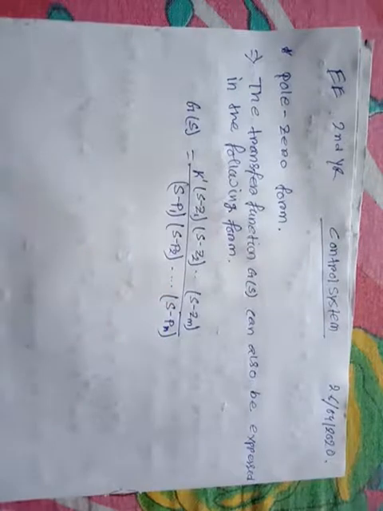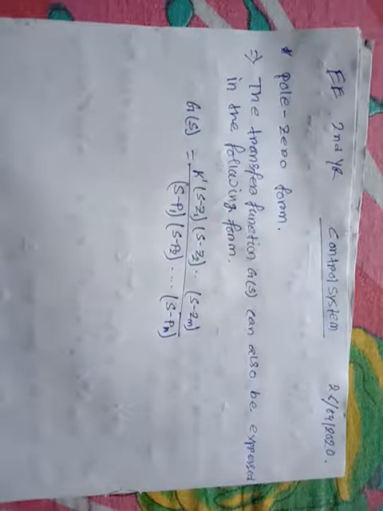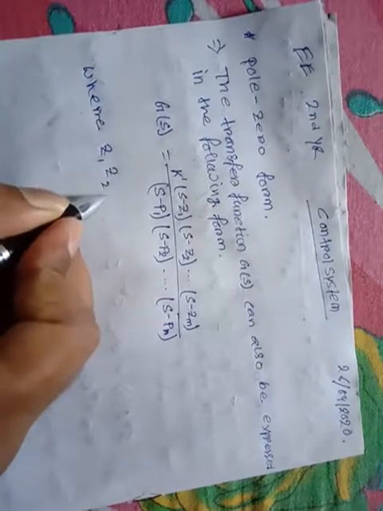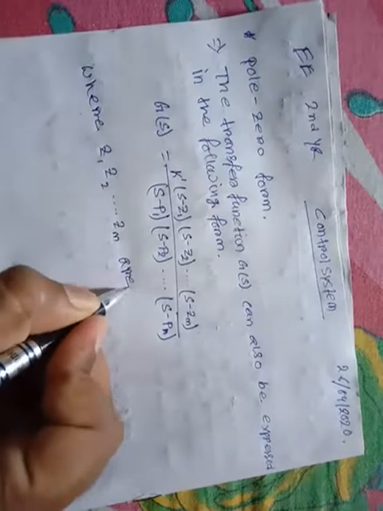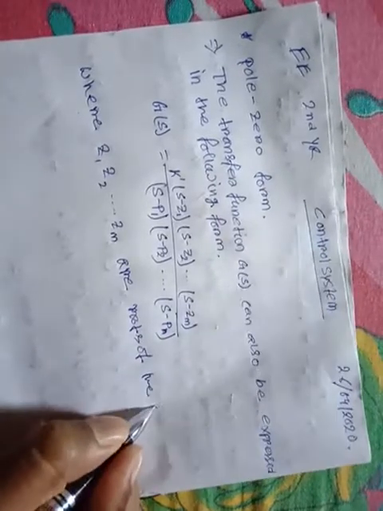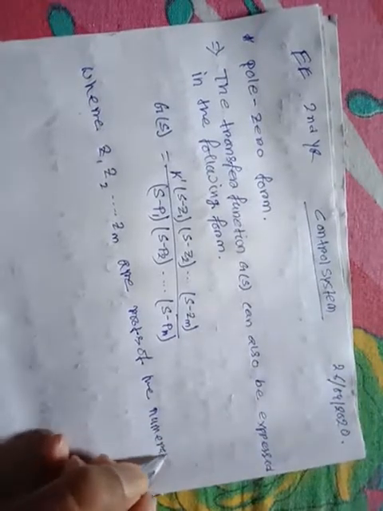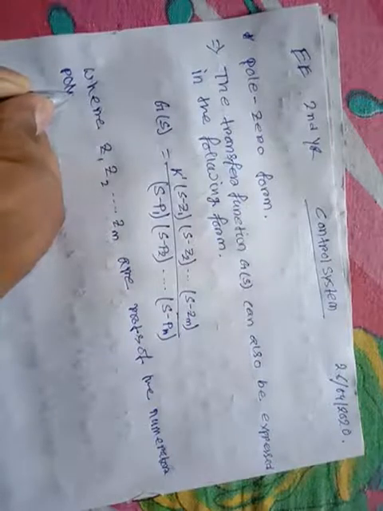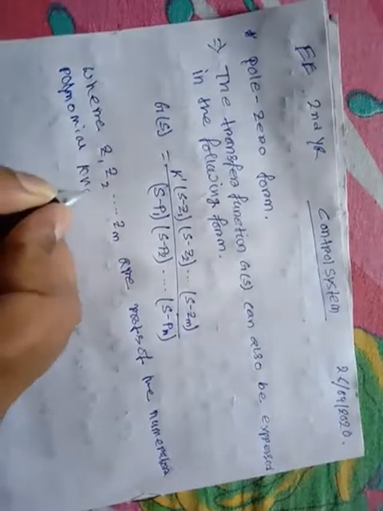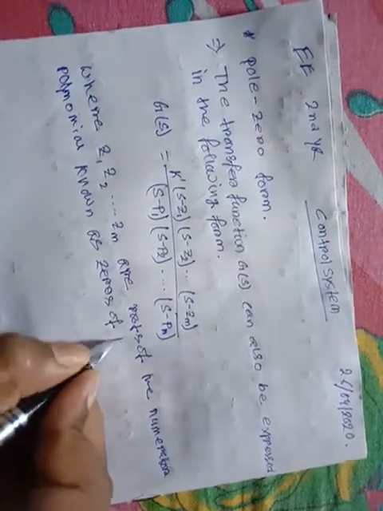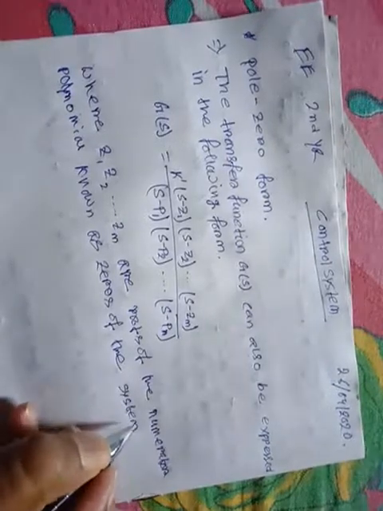In this equation, z1, z2 up to zm are the roots of the numerator polynomial, known as the zeros of the system.